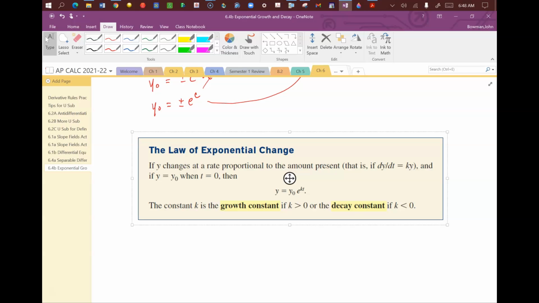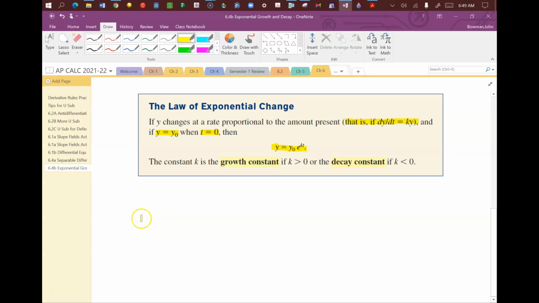This idea of exponential change is summarized in this table right here from our textbook. If y changes at a rate proportional to the amount present, basically if dy/dt is equal to some constant k times y, and y equals y0 when t is equal to 0, then we have this equation right here, which we just derived. It's growth if k is greater than 0, and it's decay if k is less than 0. So what I'd like to do next is a few examples of that.